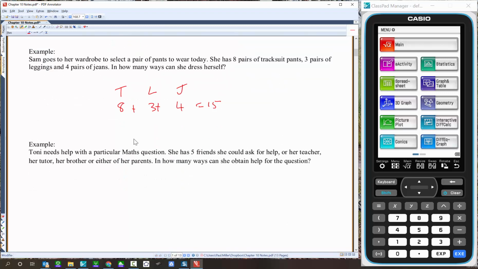Tony needs help with a particular maths question. She has 5 friends that she could ask for help. So friends is 5. She could ask her teacher, 1 I presume, her tutor, also 1 I presume, her brother, 1, either of her parents, 2. In how many ways can she obtain help for the question? Well, these are all of them. So it's either 1 or the other, or the other, or the other. So 6, 7, 8, 10. 10 different ways.